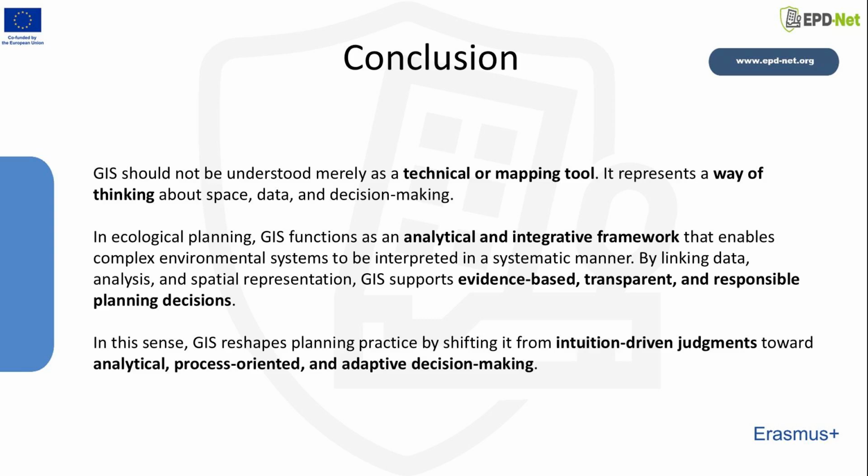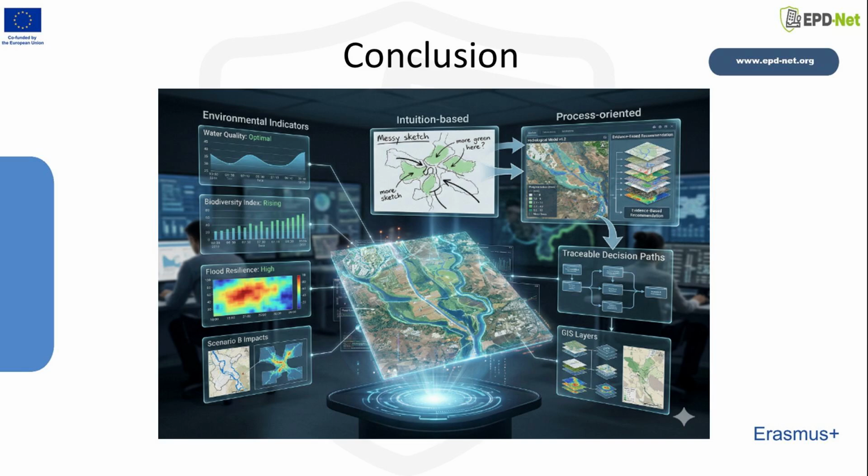In conclusion, GIS should not be understood merely as a technical or mapping tool. It represents a way of thinking about space, data, and decision-making. In ecological planning, GIS functions as an analytical and integrative framework that enables complex environmental systems to be interpreted in a systematic manner. By linking data, analysis, and spatial representation, GIS supports evidence-based, transparent, and responsible planning decisions. In this sense, GIS reshapes planning practice by shifting it from intuition-driven judgments toward analytical, process-oriented, and adaptive decision-making.